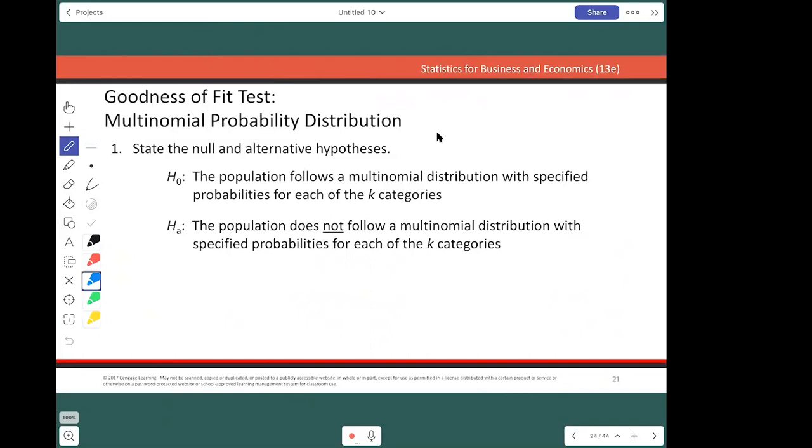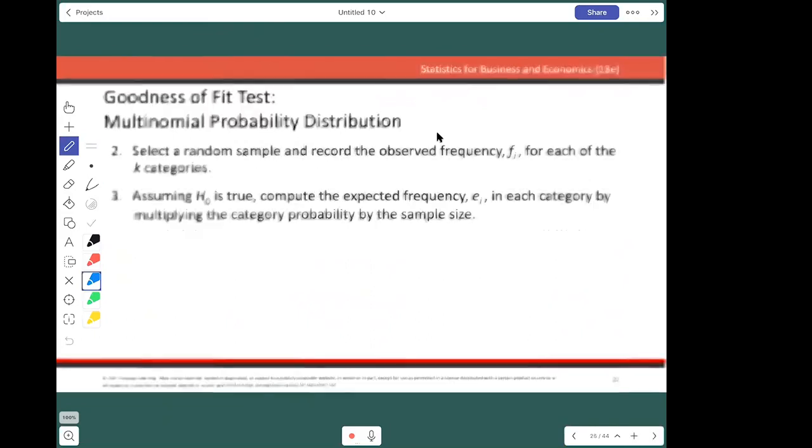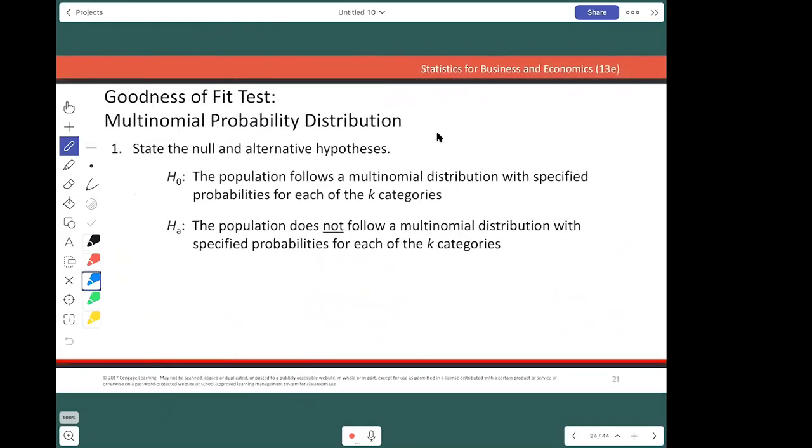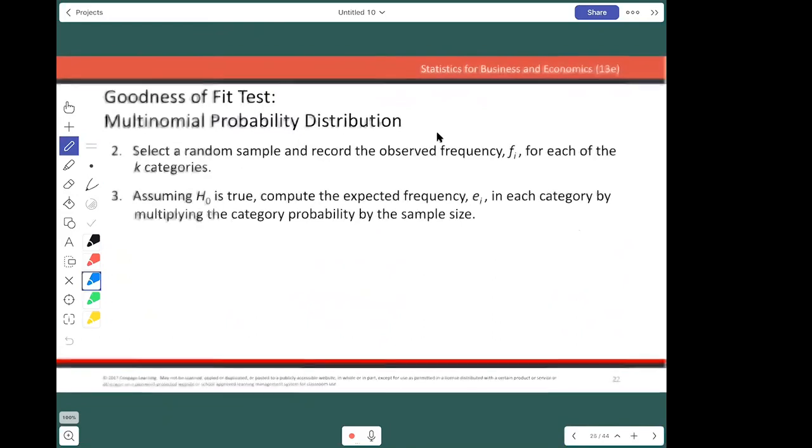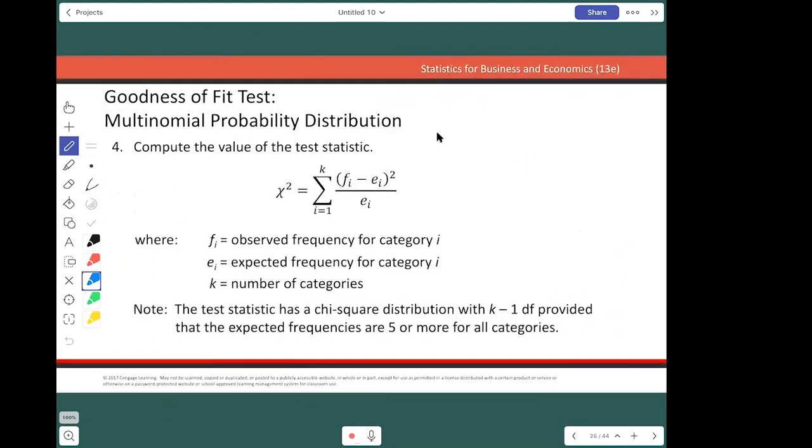All right? So that's the basic idea here, that we would stipulate an actual proportion and see if the data fits that. That's why we call it the goodness of fit test. So state the hypothesis. So all of the same procedures: select a random sample, assuming each is true, calculate the expected frequencies, etc. And we have to compute the test statistic using exactly the same formula.